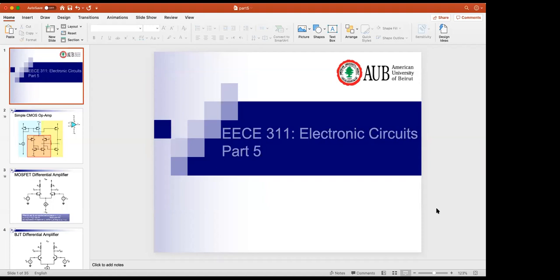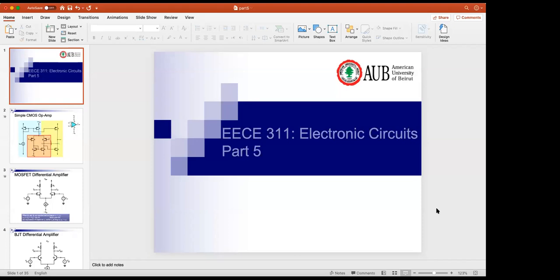How can we build out of transistors an amplifier that amplifies just the difference between two signals? So how can we build something like this? And what are the characteristics? How can we analyze it, design it, and so on and so forth?